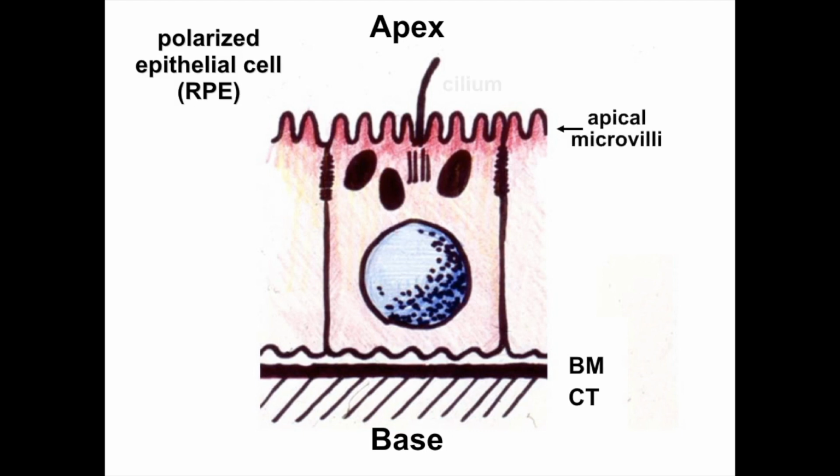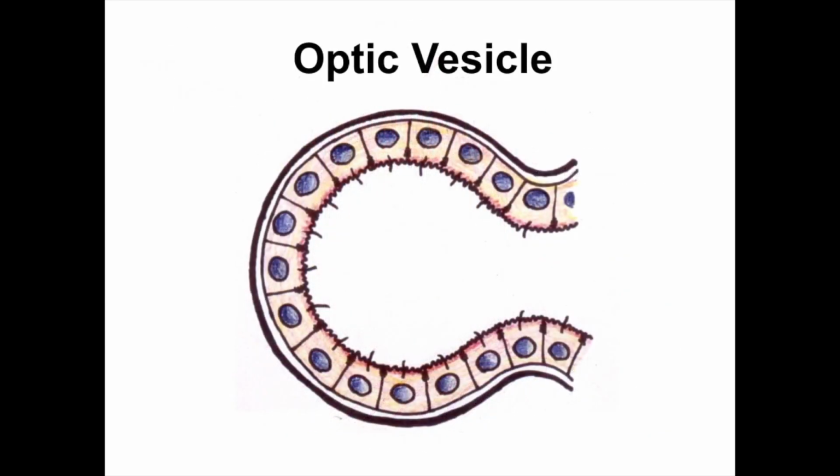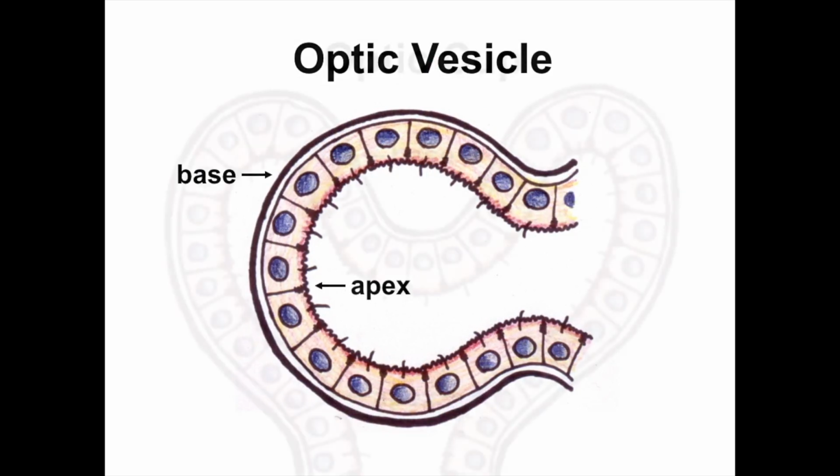Microvillous processes and the cilium often are found on the apical surface of cells. The cells typically are joined near their apices by intercellular connections or terminal bars. In this diagram, the outer basal surface of the optic vesicle is lined by a basement membrane, and the apices of the cells line the luminal surface.